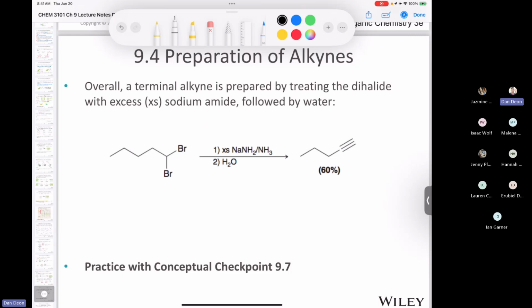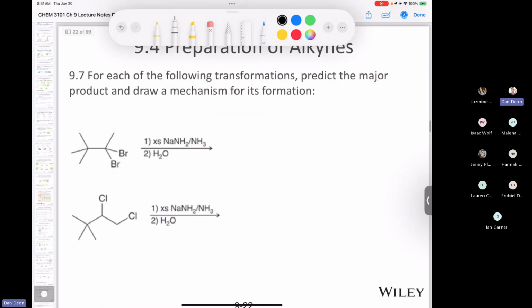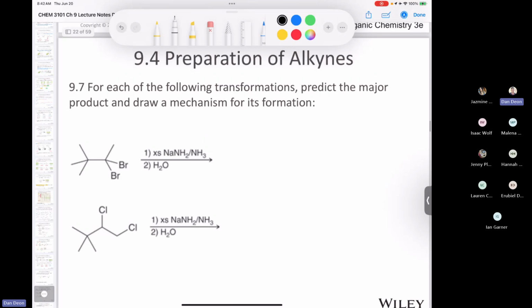So what we're going to do is, do I have enough room to draw the whole mechanism here? Well, actually, the first question wants us to draw some mechanism. So let's get some practice on this. I only have room to do this one on this slide, but we'll go somewhere else to do the other one. Okay, so we're taking this dibromo compound here.